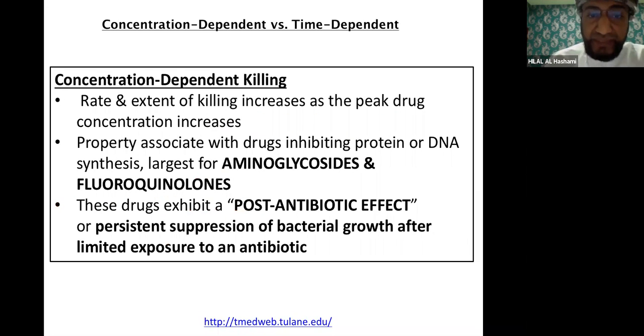Concentration-dependent antibiotics are those antibiotics which depend on the peak of the antibiotic above the MIC to exhibit the bactericidal or killing effect on the bacteria. Usually it's the property of the protein synthesis inhibitors and aminoglycosides, like fluoroquinolones. These drugs have a characteristic post-antibiotic effect, which means they still have a persistent effect even after the antibiotic level goes down, even after limited exposure to antibiotics.